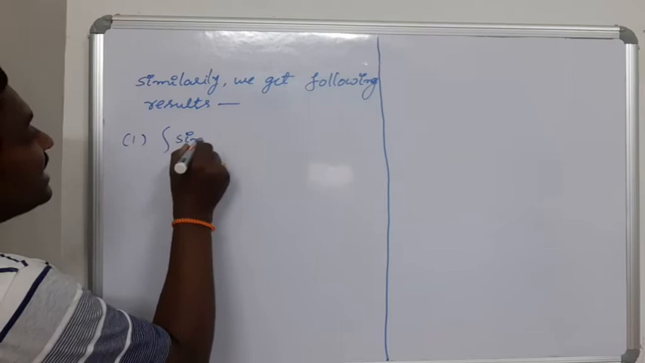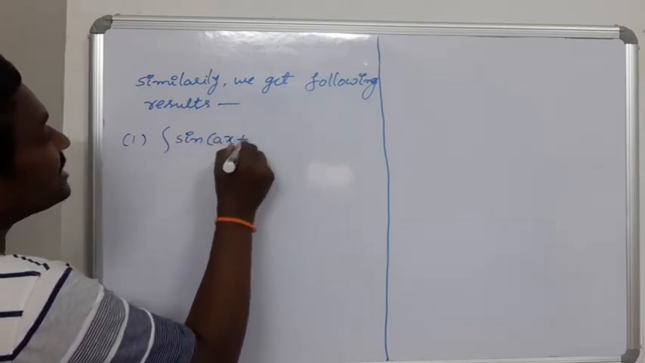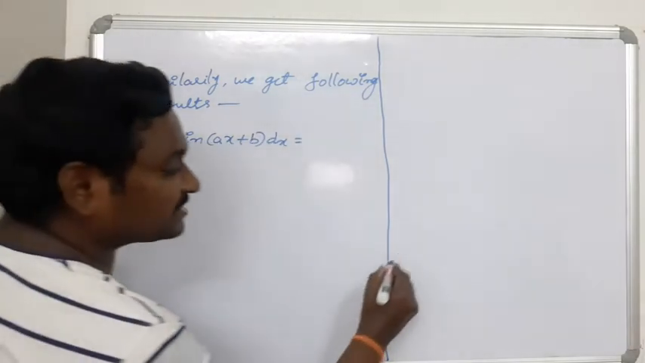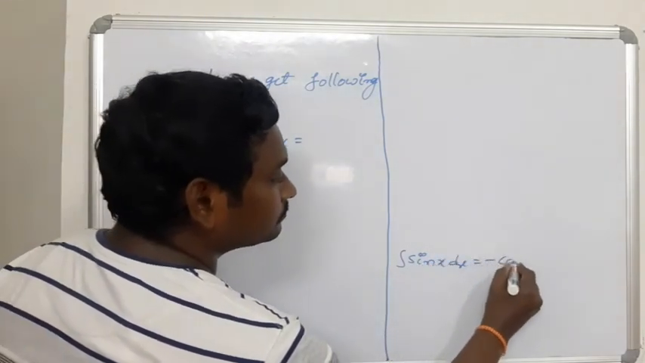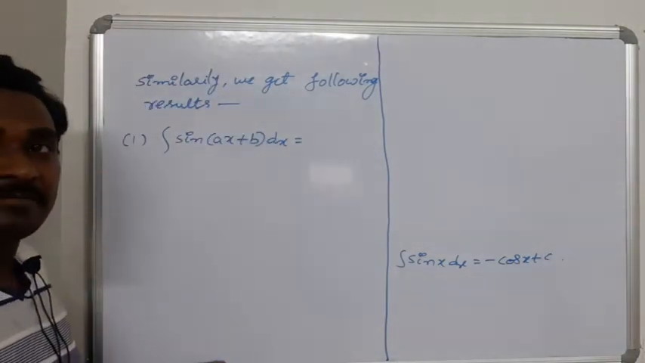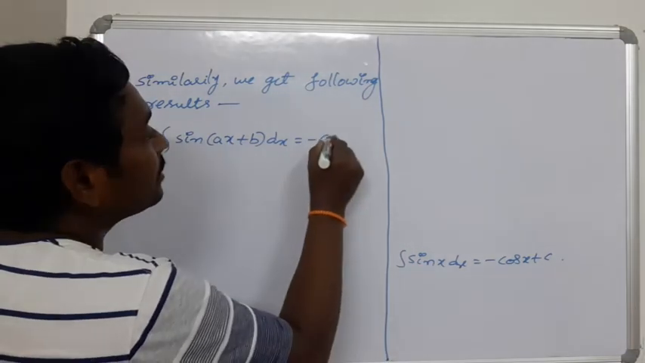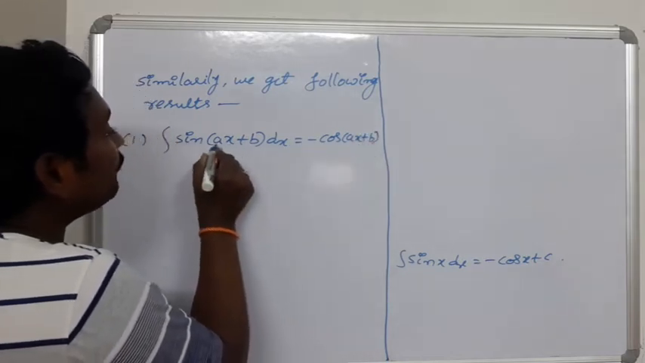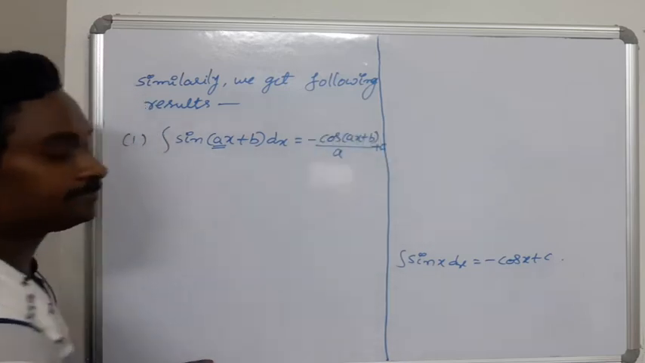Integration of sine of ax plus b dx. What is the integration of sine x? Integration of sine x is minus cos x plus c. In a similar way, integration of sine of ax plus b is minus cos of ax plus b, but you should write the coefficient of x, which is a, in the division, plus c.